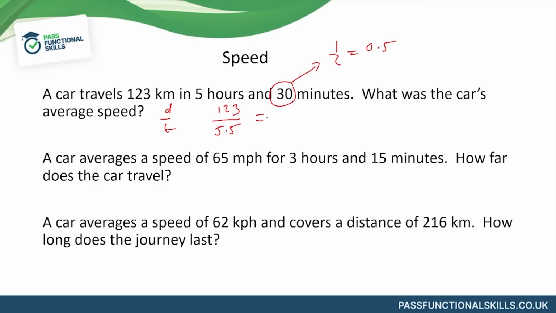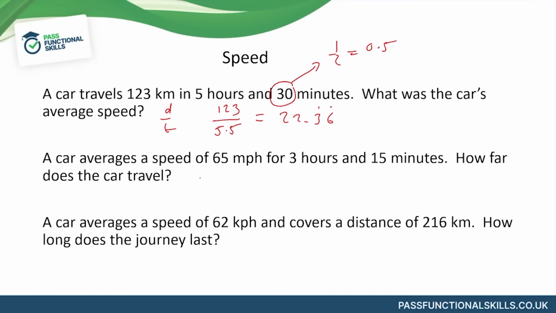So 123 divided by 5.5, that comes to something quite nasty. The average speed is 22.363636. This seems to be a recurring 2 digits. In a test, they would tell you how they want the answer presented.